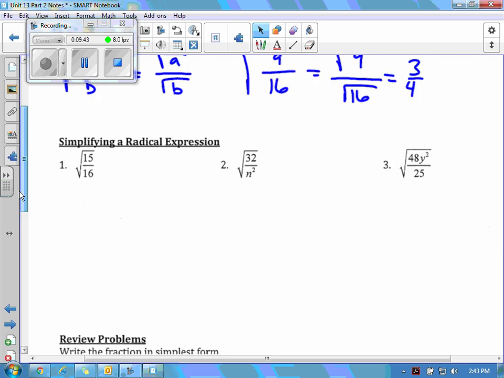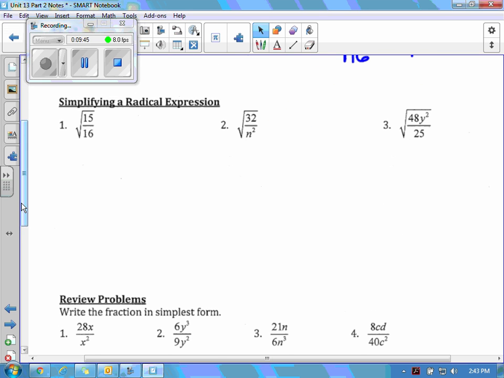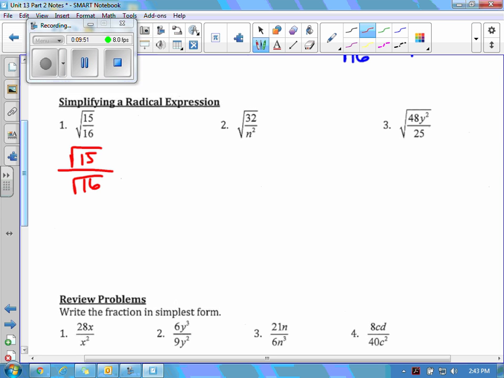For number 1, I have the square root of 15 over 16. So the first thing I want to do is split that up. So square root of 15 over square root of 16. 15 does not have any factors that are perfect squares, so I leave that as the square root of 15. On the bottom, the square root of 16 is 4. So that's my final simplified version.